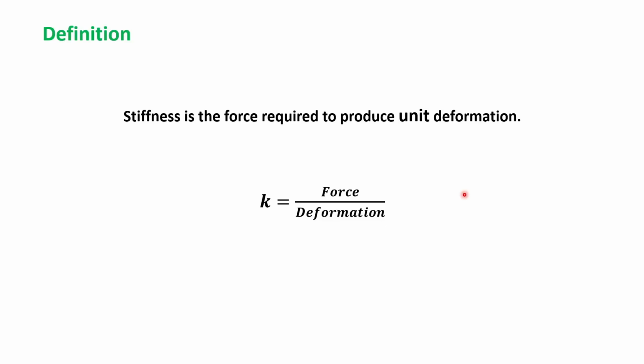The definition of stiffness goes like this. Stiffness is the force required to produce unit deformation. Generally we express stiffness by the symbol K, so K equal to force divided by deformation. Symbolically we can write K equal to F by delta, where F is the force and delta is any displacement or deformation.